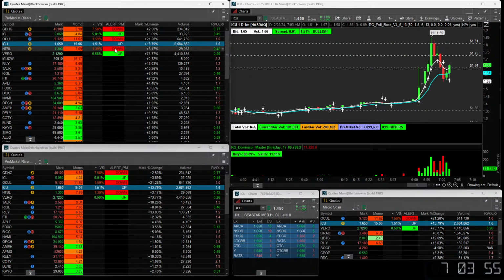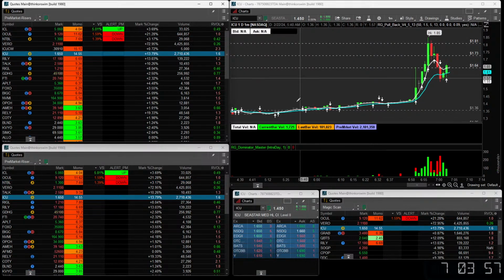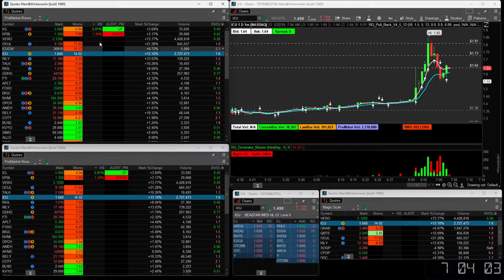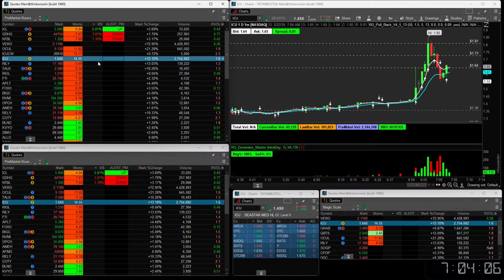ICU may pop up here. We need the buyers to come in. The volume did increase a bit. It's 181,000. Came off the chart though with no percentages up here.